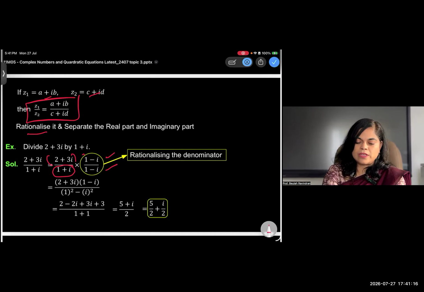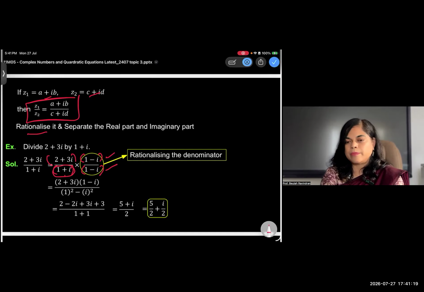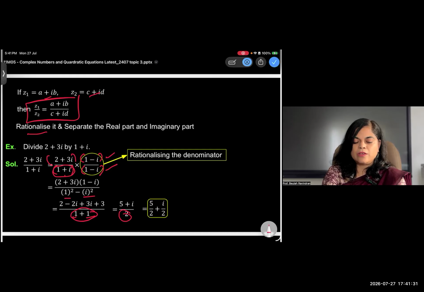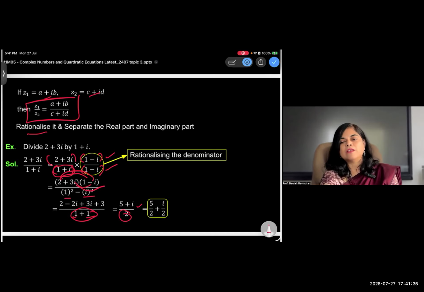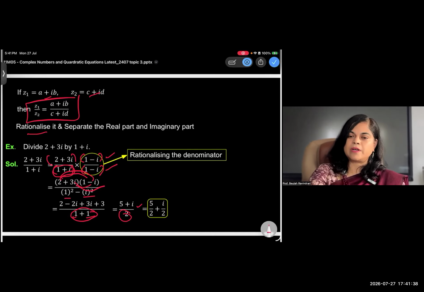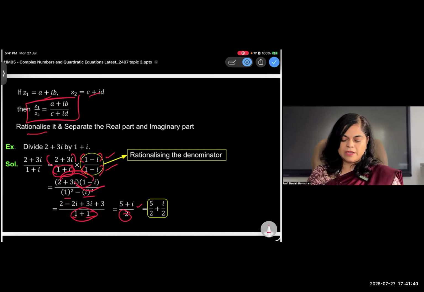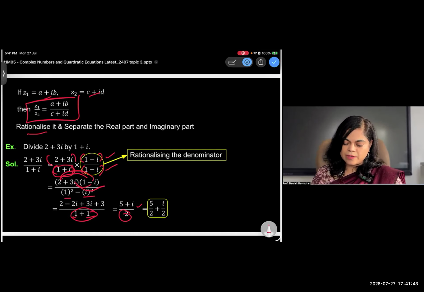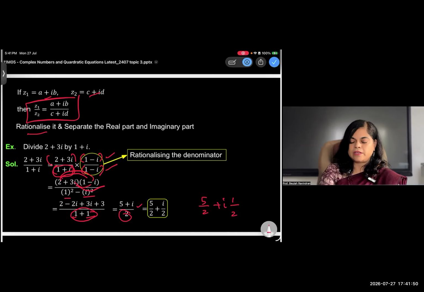Multiply these two and these two. This will be a plus b times a minus b. Since it's a conjugate, it is a square minus b square. So it will be 1 and 1 minus i square, so minus of minus 1 will be 1. So 1 plus 1 is 2. The remaining you can multiply normally and you'll get the two numbers, the real part of the complex number and the imaginary part of the complex number, divided by 2. So you can write after that 5 by 2 as the pure real part and i times 1 by 2 is the pure imaginary part.